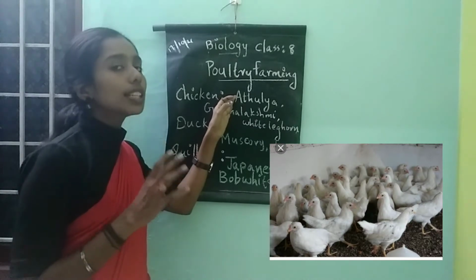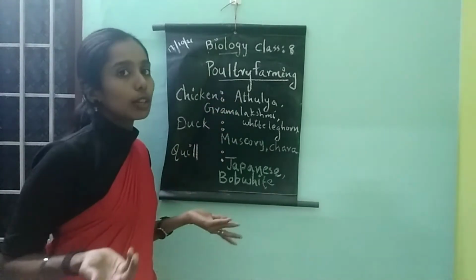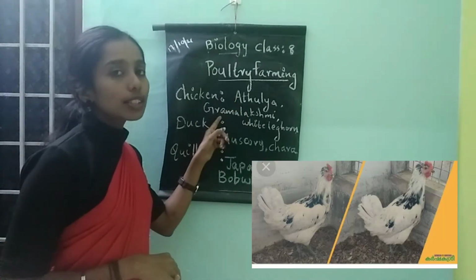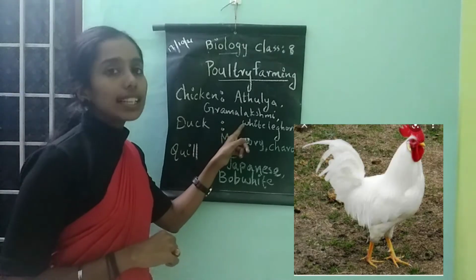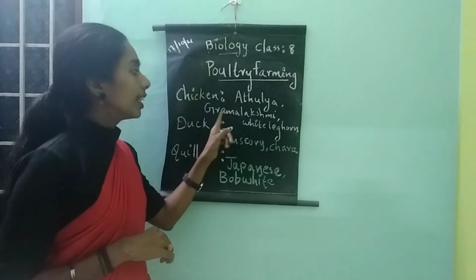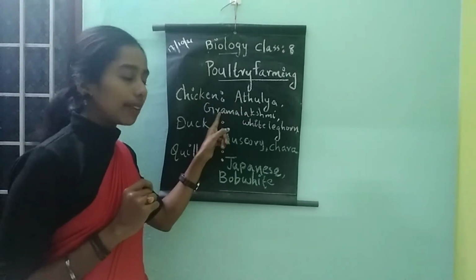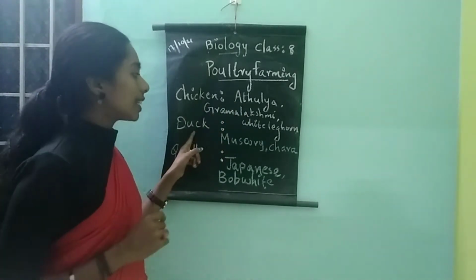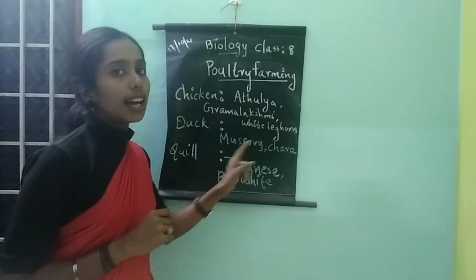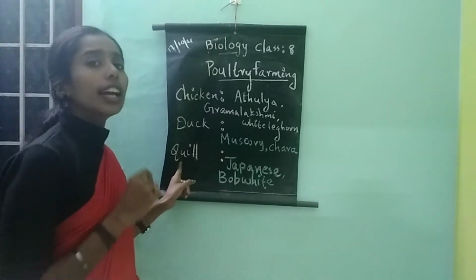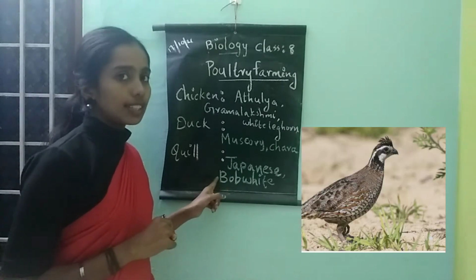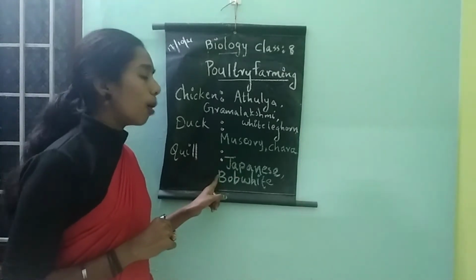Now the chicken varieties. Listen to the names, these names are new to you. There is no other option, you have to learn them: Athulya, Gramalakshmi and White Leghorn. These are the three varieties of chicken. Next is duck. The varieties are Muscovy and Khaki Campbell. Next are the quail varieties: Japanese quail and Bobwhite.